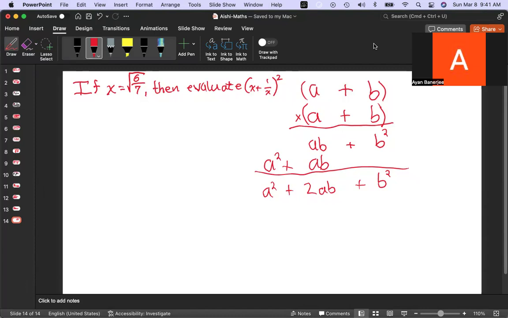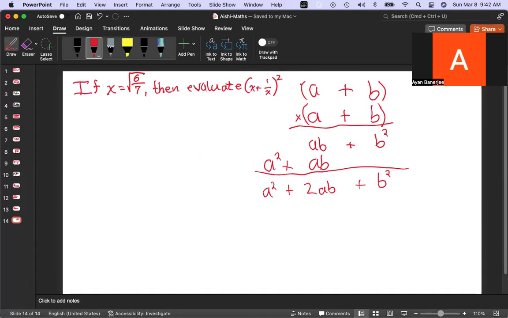So today we have another problem, but this one's different. We know what x's value is. If x is equal to root of 6 by 7, then evaluate x plus 1 by x squared whole squared. So instead of putting this in just right now, how about we just simplify this equation and then we can substitute with x's value.